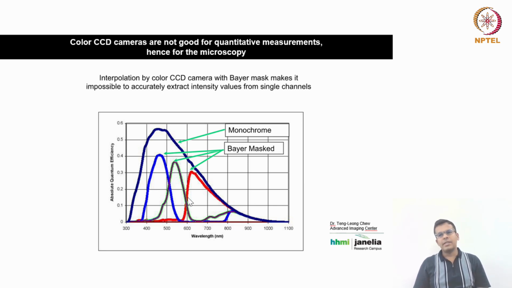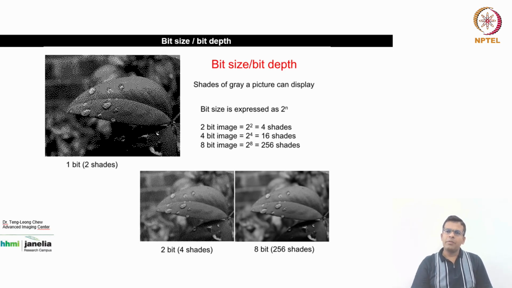But you will still see some microscopes equipped with color cameras where the application is not so much on quantitative measurements, but is based on just visualization of different colors. Okay, then people still go for the color camera in microscopes. Now I will explain a couple of terminologies which are used for taking images by camera.